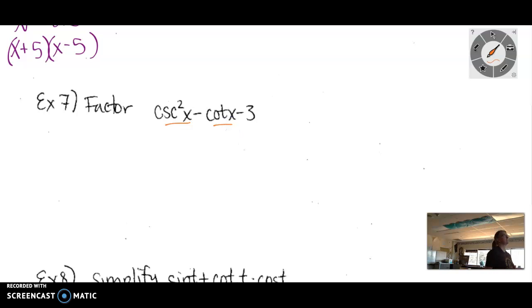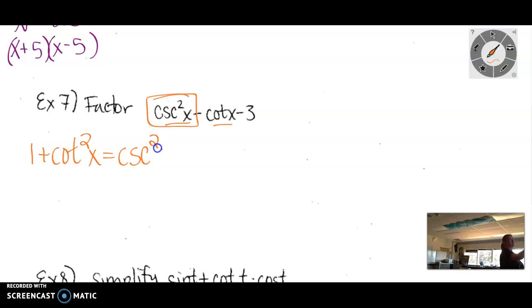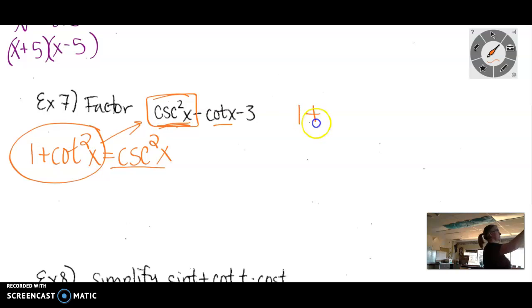So what we want to do is think of an identity that you could use, and there's lots of different routes you could probably go, but one of the things I'm looking at is I have a cosecant squared x, and I know from my Pythagorean identities that this is an identity. So I can replace this cosecant squared x with 1 plus cotangent squared x, and now I'm going to have everything in terms of cotangent instead of mixing the different trig functions.